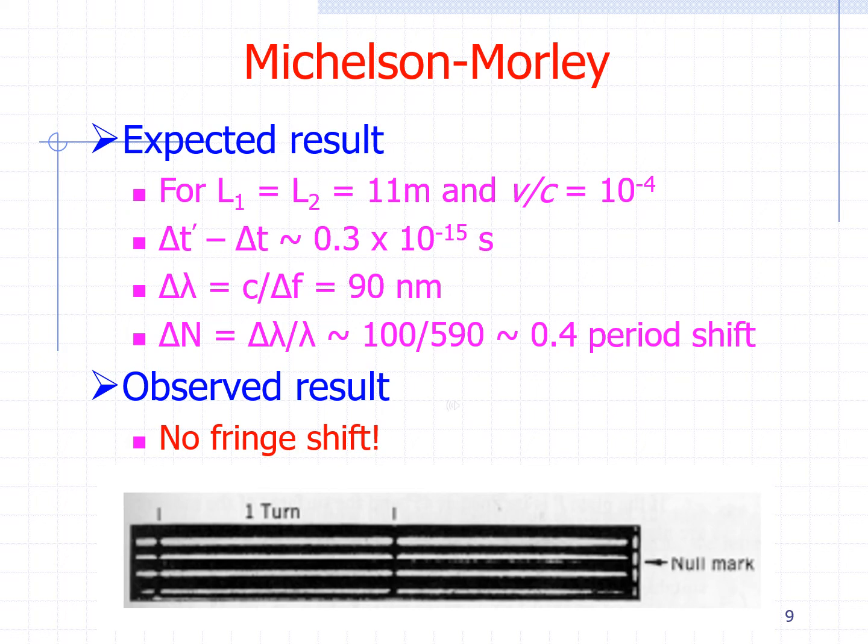Now, by substituting the general values of lengths L1, L2 and V by C, which are fixed ratios, and their time intervals, it was believed that there must be a fringe shift of 0.4. But in actuality, this experiment was performed a number of times by Michelson and Morley, during summers, winters and springs, during all the seasons. Still, no fringe shift was observed at that time, and this was the main contradiction of the Michelson-Morley experiment.